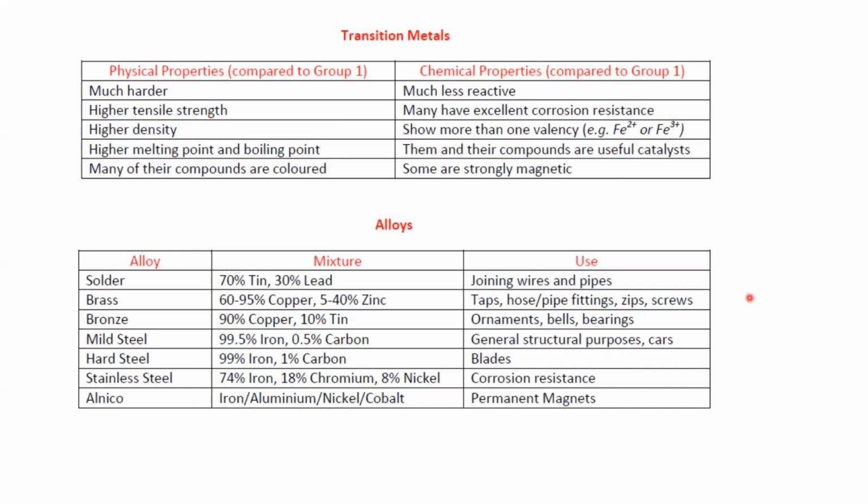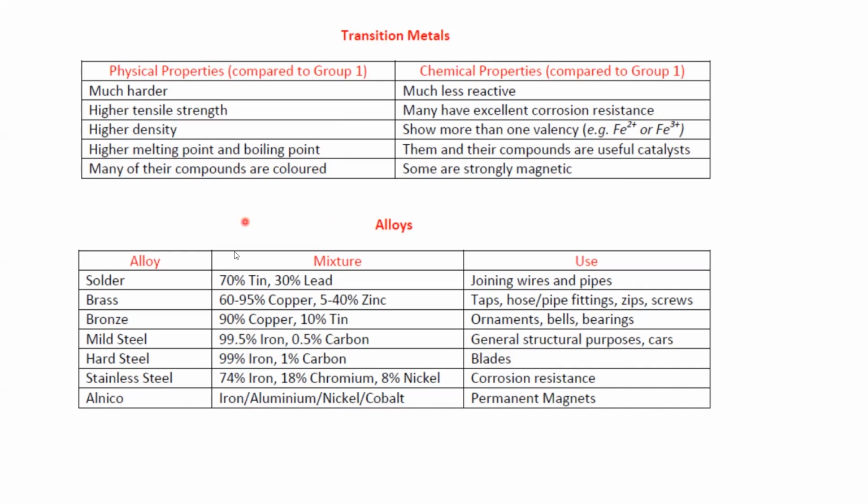So them or their compounds, like I can use iron as a catalyst. I can also use a compound of iron as a catalyst. A catalyst is a substance which alters or changes the rate of the reaction without being chemically used up. And some are strong magnetic materials as well.